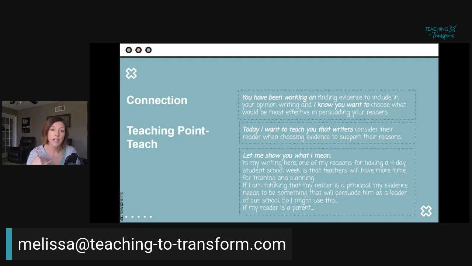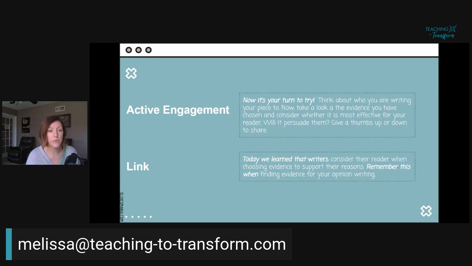I used modeled writing in this instance to be able to show how I am choosing the best evidence for my reader. So then I'm going to move on to active engagement, which is where the students are able to try the strategy. And so I have language that says, now it's your turn. That's what I use almost every time. I say, now it's your turn, or now it's your turn to try.